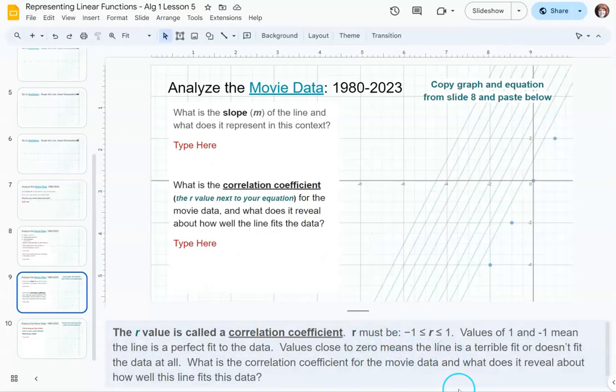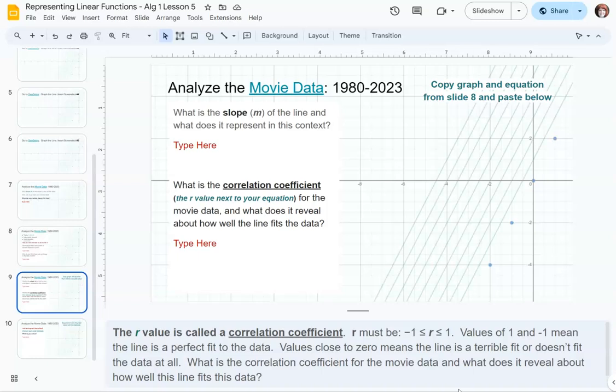An R value that is +1 or -1 means it's perfect. It means every single point falls on the line. And that's usually not going to happen in the real world, so that's pretty rare. But numbers close to 1 and -1 are really nice, really good. Numbers close to 0, really bad. So if we get like a 0.1 for an R value, that means the data doesn't really fit that line. It's too close to 0.